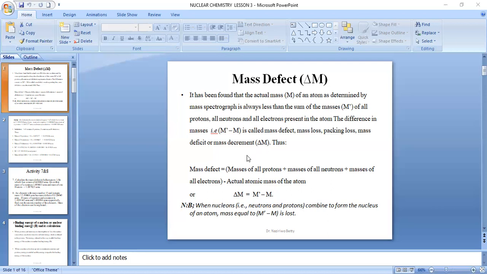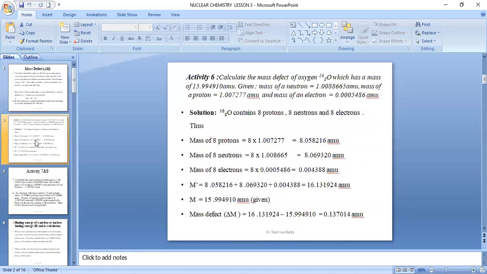Mass defect, therefore, is equal to the mass of all the protons plus the mass of all the neutrons plus the masses of all the electrons minus the actual atomic mass of the atom. When the nucleons combine to form the nucleus of an atom, mass equal to the mass defect is always lost. How can we calculate the mass defect?